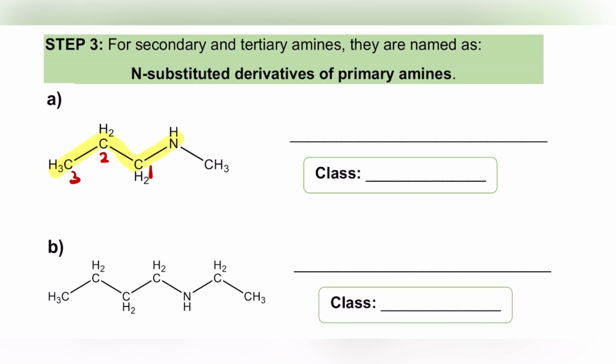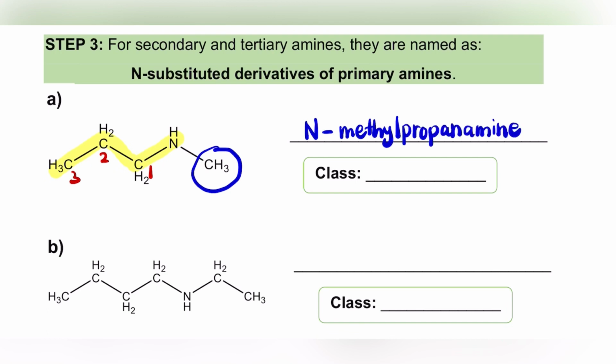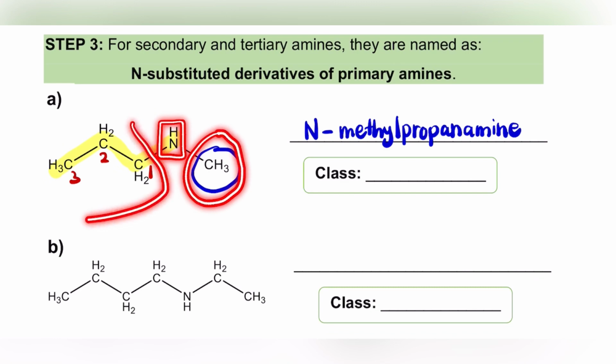How about this structure? This CH3 will be a substituent and it attaches to this nitrogen atom. So how am I going to give the name? I'm going to write it down as N to indicate the position of methyl. So dash methyl, and then we have 3 carbons, and then the name of the parent will be propanamine. So this is our secondary amine because you have nitrogen here attached to one alkyl group and another one more.